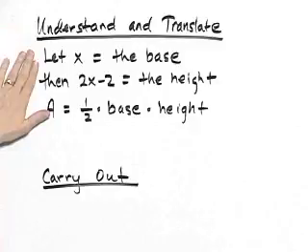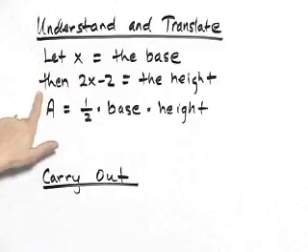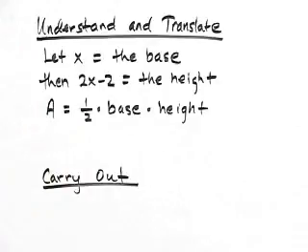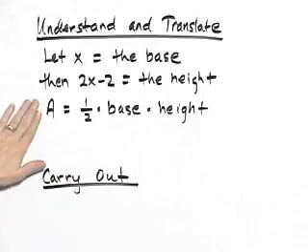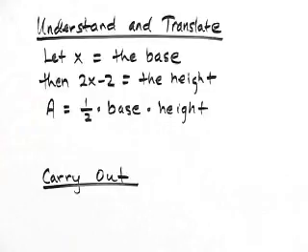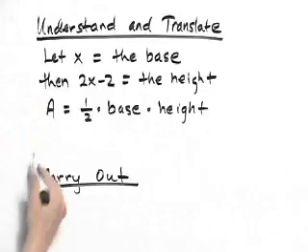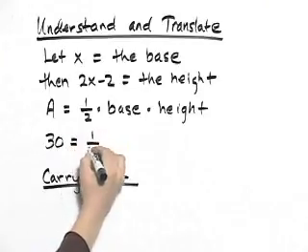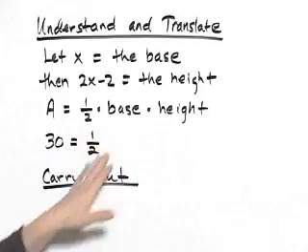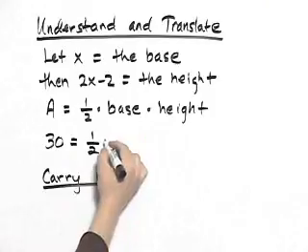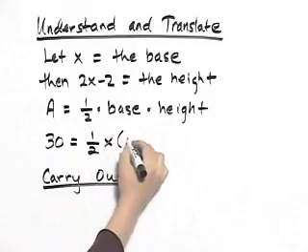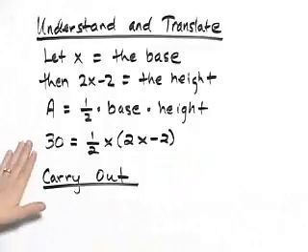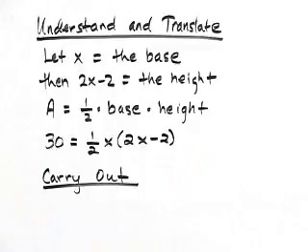I'm going to let x equal the base. Therefore, 2x minus 2 is equal to the height. We know that the area of a triangle is 1/2 base times height. We were given that the area was 30, and so I can substitute that in. We've established that the base is x, and the height is 2x minus 2. So I have an equation I can use to solve this problem.